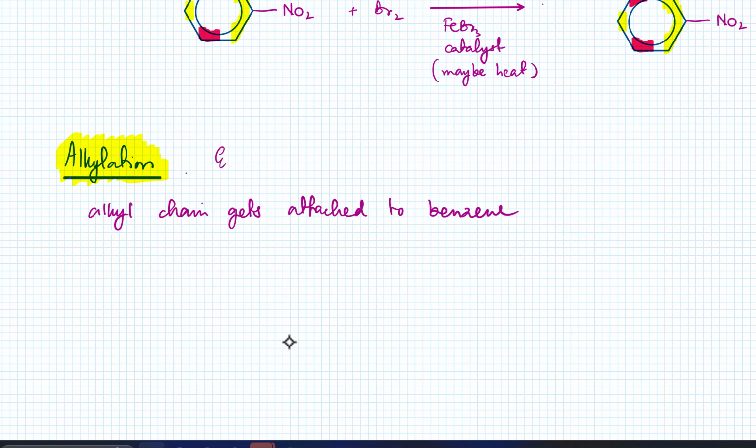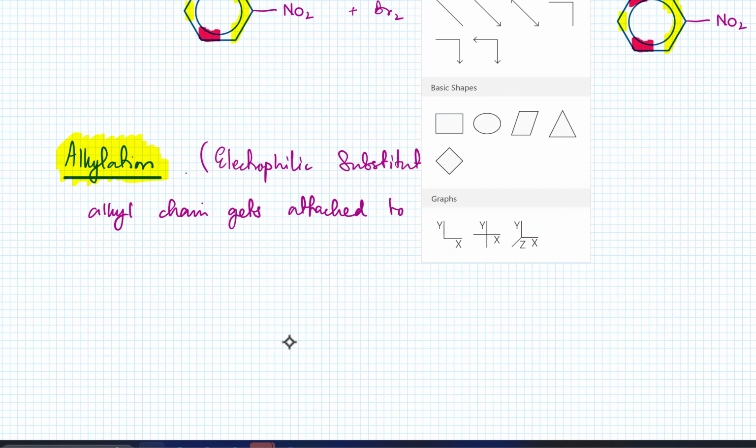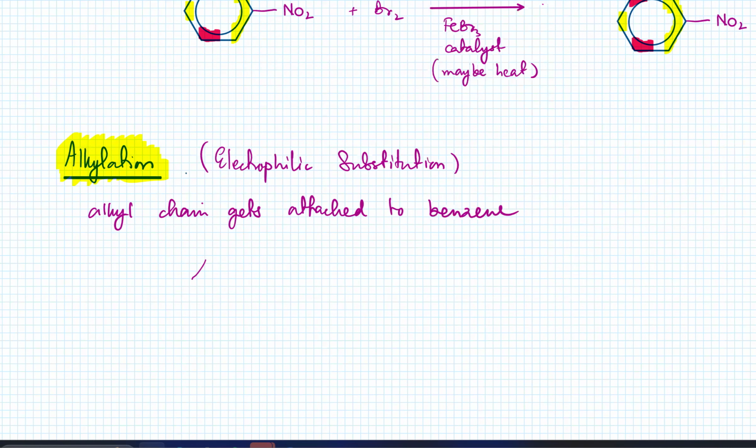And this is also electrophilic substitution. So when you have a benzene, I'm just going to pick a normal benzene. If you have a benzene ring and you want to attach a carbon chain to it, what I'm going to do is take a halogenoalkane.